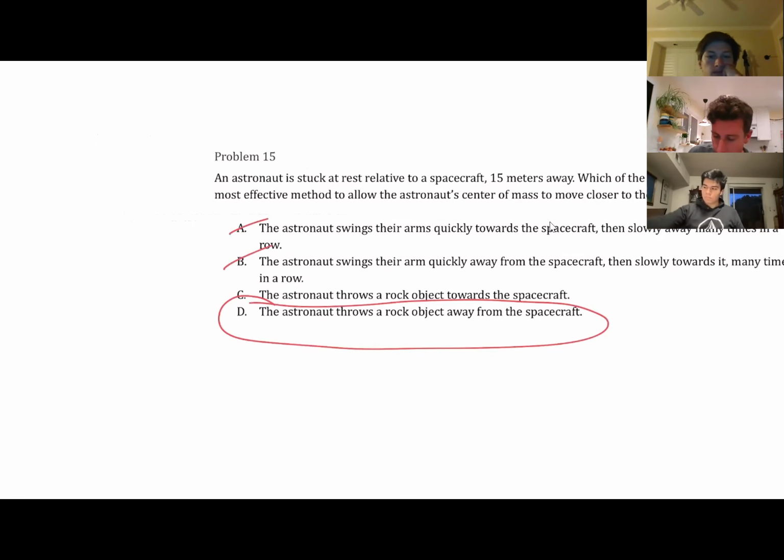A and B, I think, are out because if you're moving your arms, every time you move them back, you're doing the opposite part, right? So I could keep doing this, but I'm not net going anywhere. I might move my center of mass forwards and backwards a little bit, but my overall motion is null, right? All right, cool.